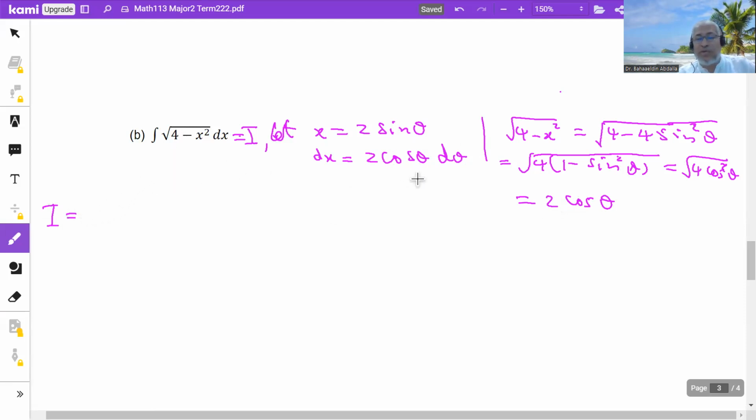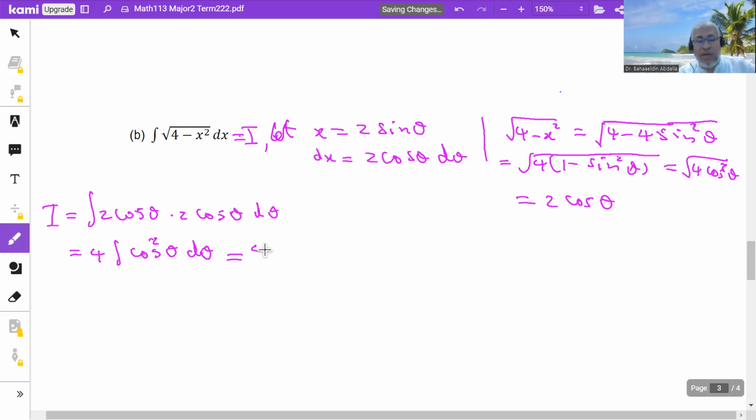So the square root is 2 cosine theta. And dx is also 2 cosine theta d theta. So 2 times 2, I can write it outside, and I'll have the integral of cosine squared theta d theta. Well, how to evaluate the integral of cosine squared or sine squared? We have formulas for that.